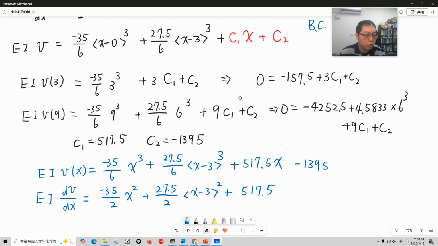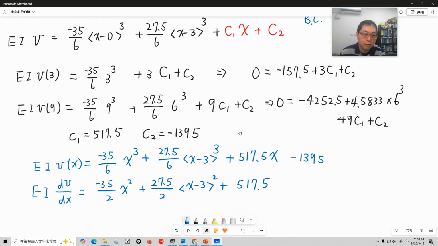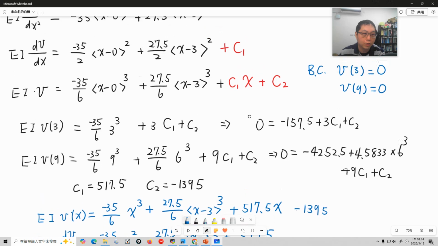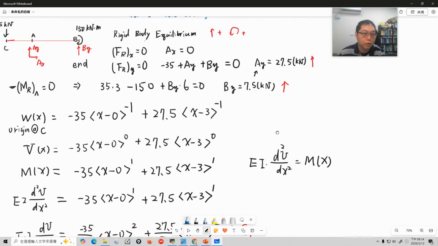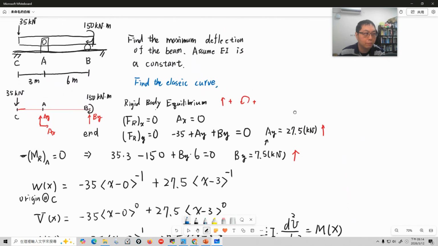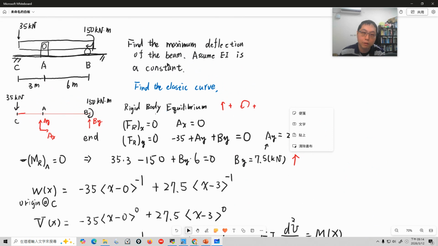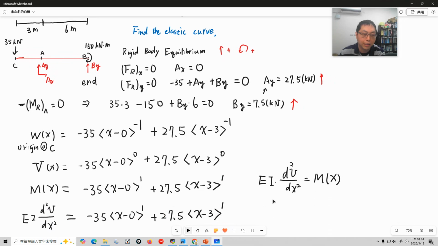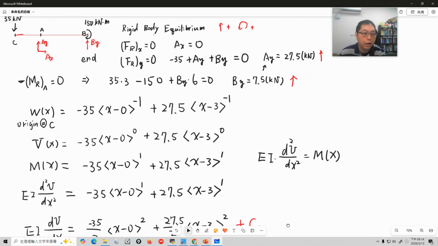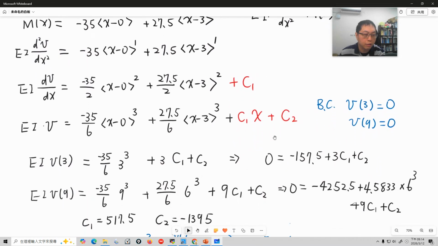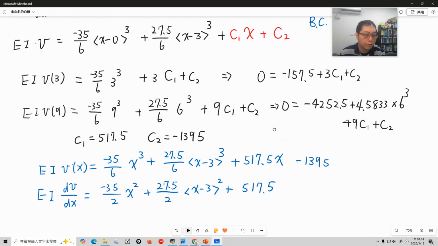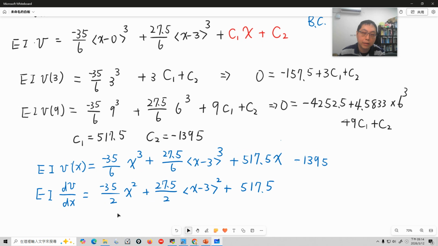So this video, I just stop here, because we haven't solved the problem. The problem wants us to solve for the maximum deflection of the beam. Right now we just obtained the elastic curve. I will use the next video to demonstrate how to find the maximum deflection of the curve, because I don't want to make the video too long.